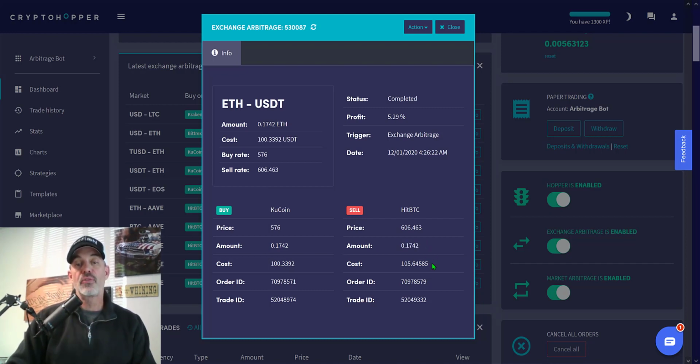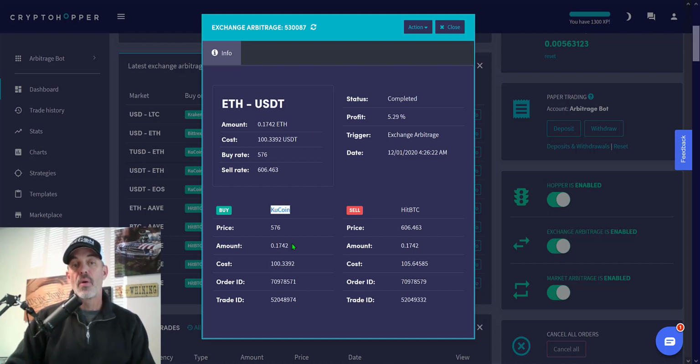And it sold that ETH for $105.64. So you can see there was a $5, essentially, gain in USDT on HIP-BTC. So the object of the exchange arbitrage is to increase your quote, or as CryptoHopper calls it, your base. You're looking to increase your overall quote currency. And that is precisely what happened.